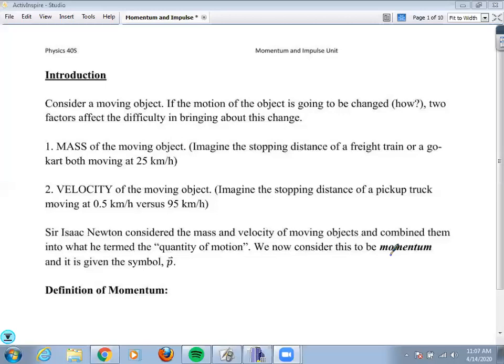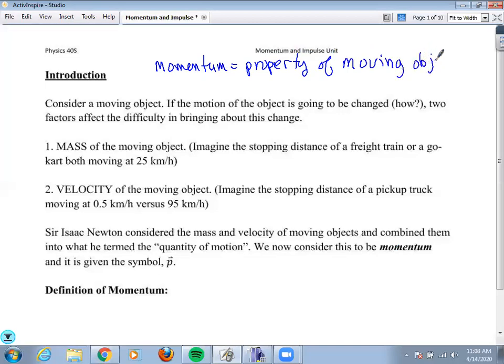This moving object, before it stopped moving, had a special quantity of motion that Sir Isaac Newton calls momentum. So momentum is a property of moving objects. Very important. So v is not 0. That is what momentum is. It is a property of moving objects.